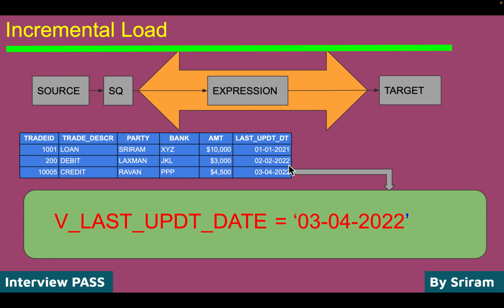Okay, so this last update date will be changing from the source system itself, so that we will only extract the recent data. Okay, that's how the incremental load works.